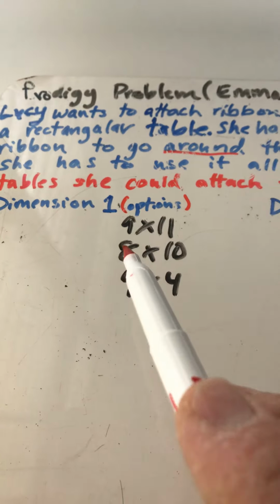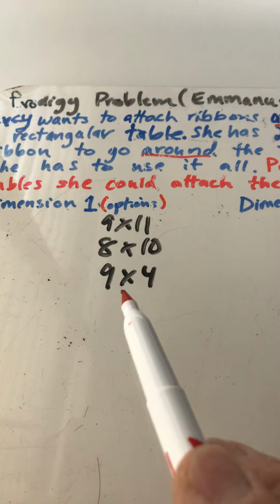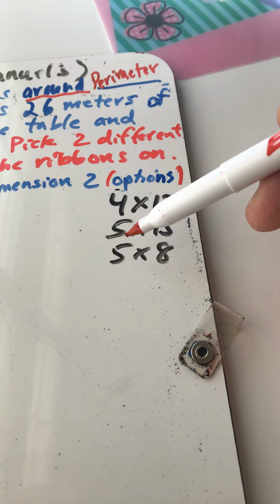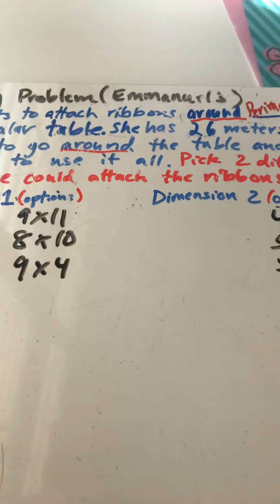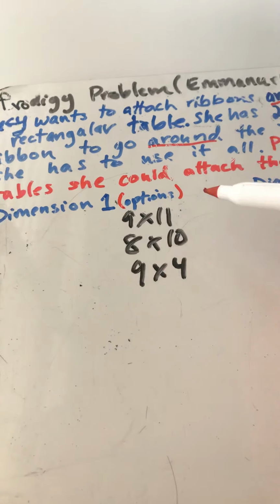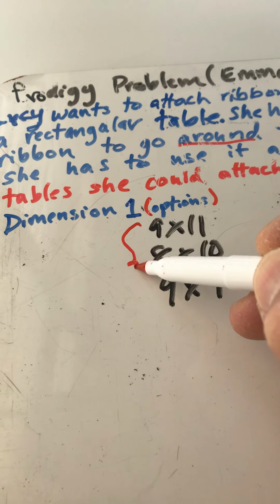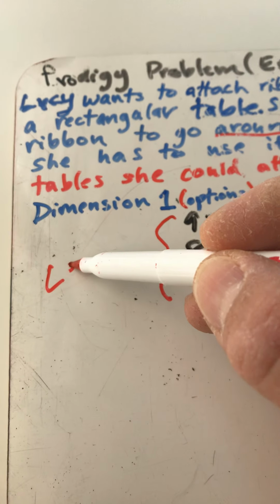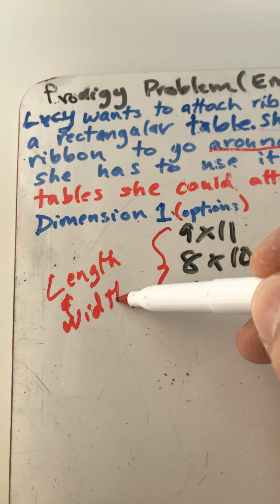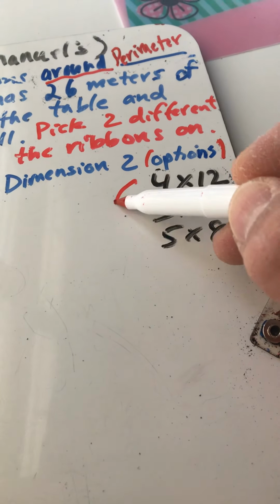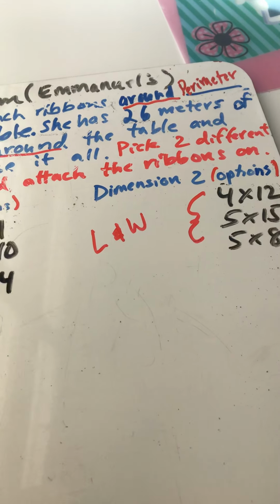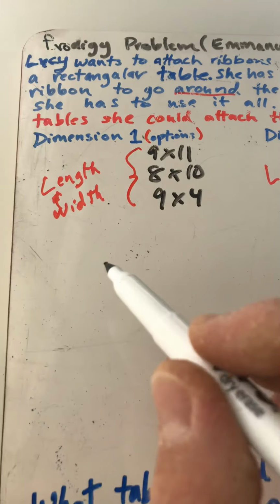So these are the options for the first table: 9 by 11, 8 by 10, 9 by 4. And these are the options for the second table: 4 by 12, 5 by 15, and 5 by 8. These are all drop-down menus on your Chromebooks, okay? What you should know is they're measures of length and width. The same thing over here. So the first thing you want to do is start with the first table.